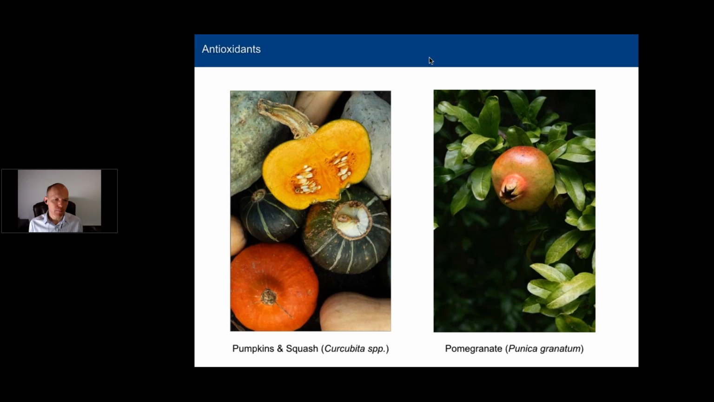When you look at things like pumpkins, squash, carrots, they're rich in various carotenoids, and carotenoids have lots of health benefits. Tomatoes also contain different types of carotenoids. There's beta carotene, there's lutein.